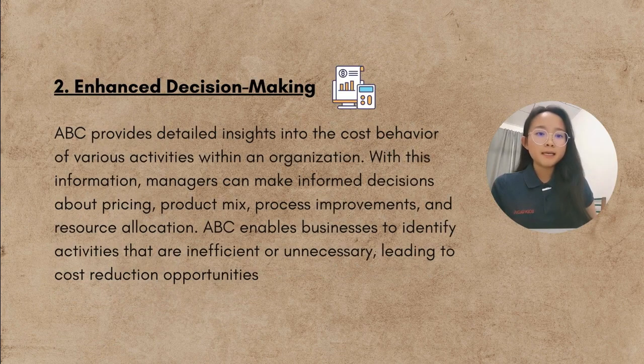Second advantage: enhanced decision making. ABC provides detailed insight into the cost behavior of various activities within an organization. With this information, managers can make informed decisions about pricing, product mix, process improvement, and also resource allocation. ABC enables businesses to identify activities that are inefficient or unnecessary, leading to cost reduction opportunities.